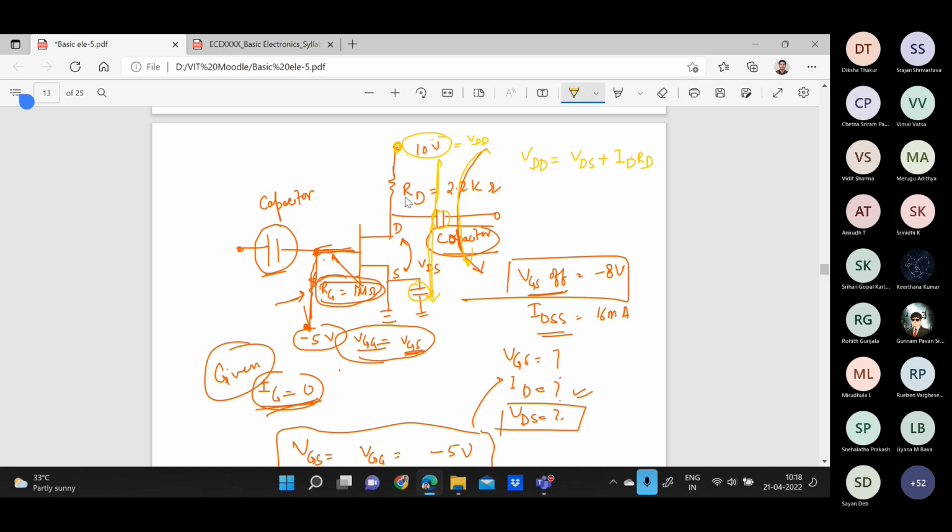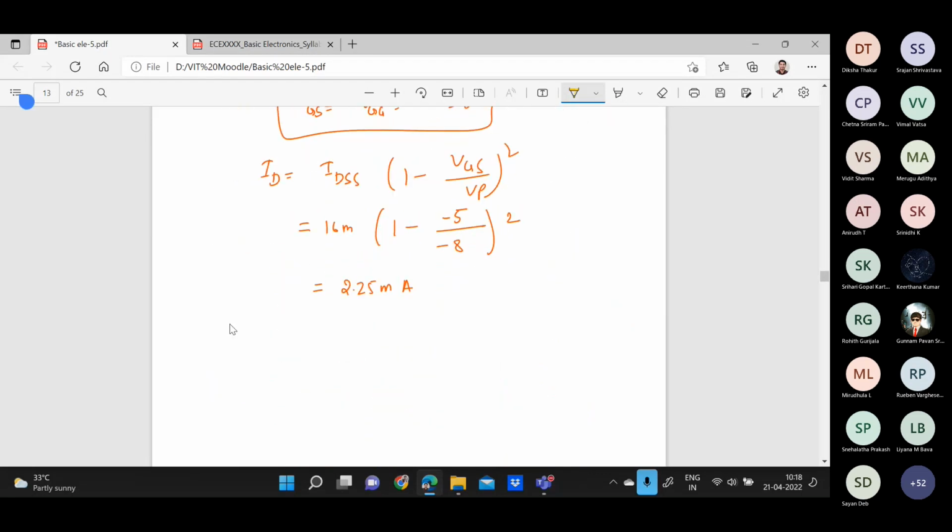VDD is equal to VDS and IDRD. The drain current is flowing here. So ID into RD plus VDS will be equal to the source voltage, that is VDD. VDD is equal to IDRD plus VDS. So I'm writing the same formula here: VDD is equal to VDS plus IDRD.